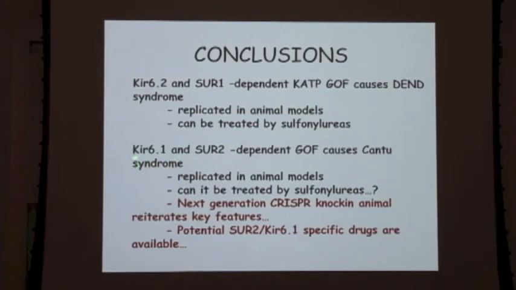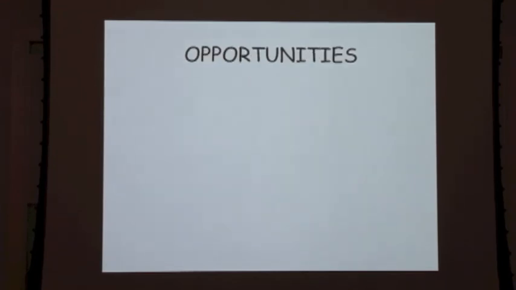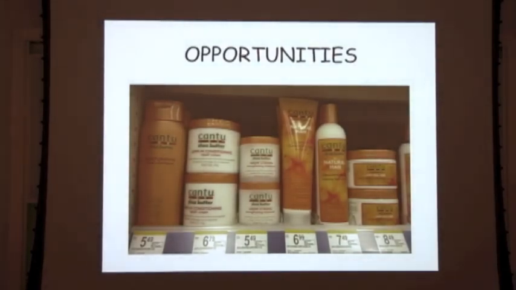So now I showed you that these two genes actually cause Cantu syndrome, which we can also see replicated features in animal models, and we're beginning to explain some of the complexity. Can it be treated by sulfonylureas or other related KATP channel blockers? I didn't show you the data, but we've made specific CRISPR-based knock-in animals that are also starting to reiterate the key features, and we are beginning to look at the different drugs that will be able to do it. So hopefully next time I'll tell you that we have succeeded in correcting the problem for these people. So there's a lot of opportunity to generate a new drug.